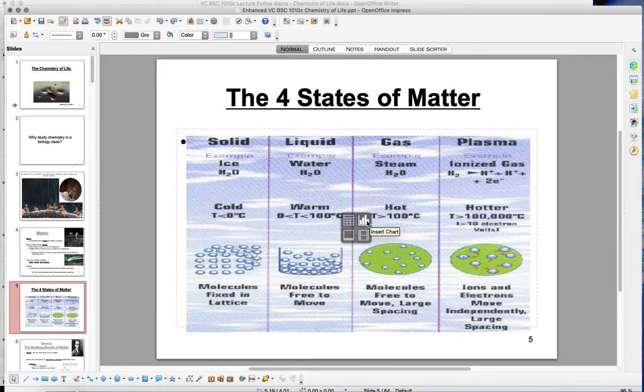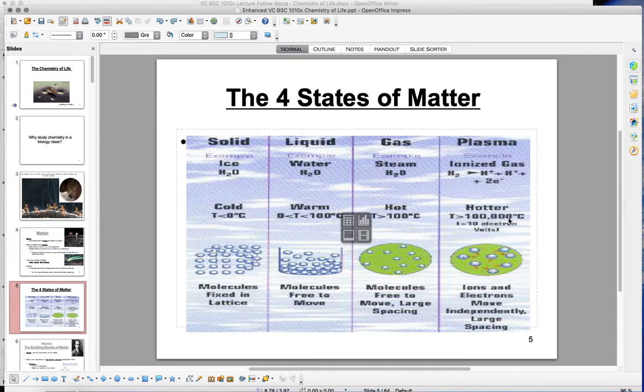So there's other chemicals out there that will turn into a gas or turn into a solid at different temperatures. These are just ones for water. So here molecules are moving really, really fast. They're large, spacing, etc. And then plasma is going to be an even hotter, right? So we're talking about over 100,000 degrees Celsius, really, really fast moving.